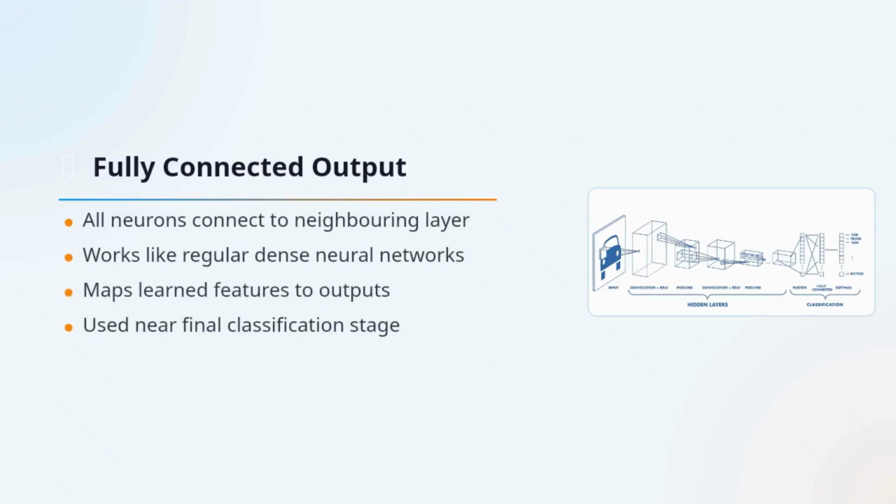The fully connected layer comes near the end of the network. Here neurons are connected in the usual dense way, just like in a standard neural network. Its job is to take the extracted features and convert them into the final output, such as class probabilities. So once convolution and pooling have done the feature learning, the fully connected layer handles the final decision.